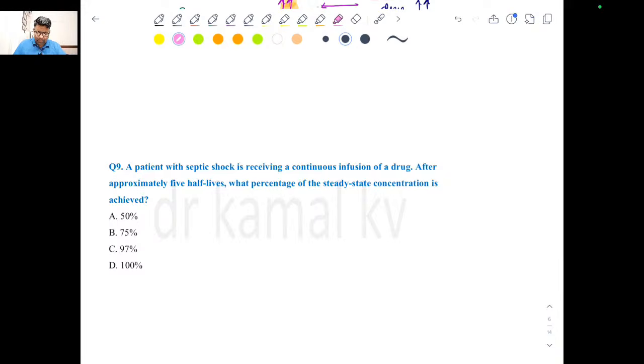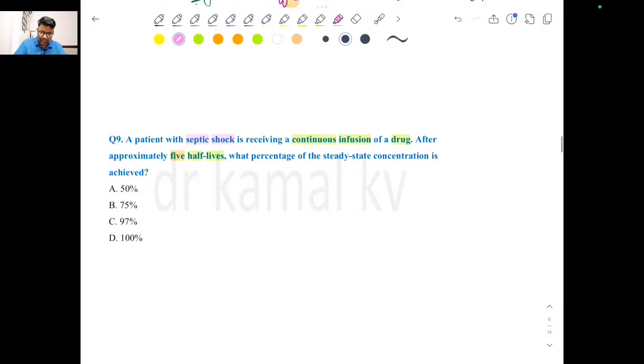Then a patient with septic shock is receiving a continuous infusion of a drug, right? So there is a continuous infusion of a drug, and after 5 half-lives, what percentage of the steady state concentration is achieved? So here the question is about 5 half-lives.